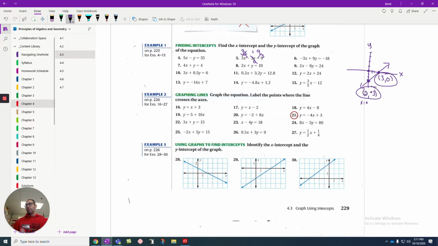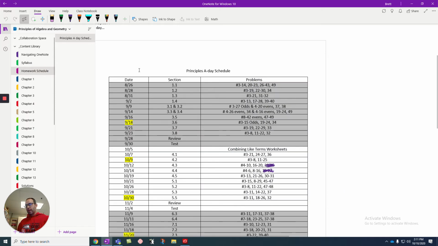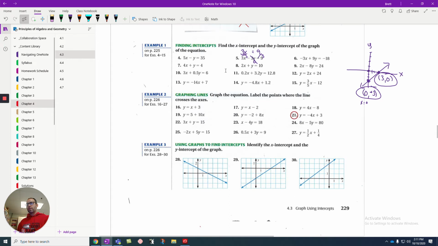To find the x and y intercept, all we have to do is plug 0 in for one of them and solve for the other. So I think you'll do 4 through, was it 10? I want to say in the homework, you'll be doing 4 through 10 and then 16 through 20. So 4 through 10 is more of the exact same thing. 16 through 20 is a little bit trickier, only because they write the equations with these y equals forms. But it's not really more challenging.